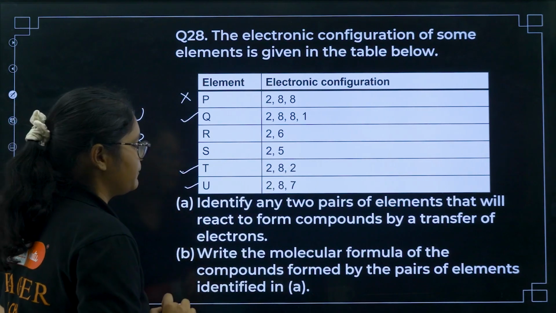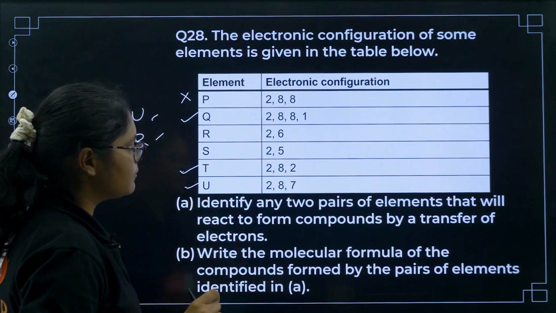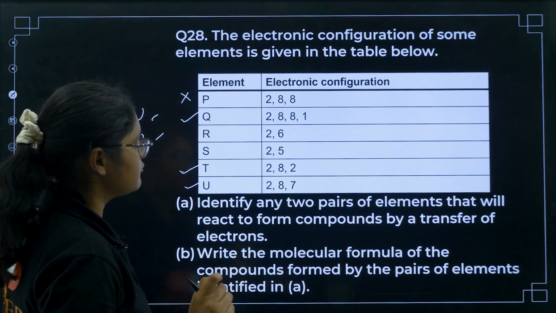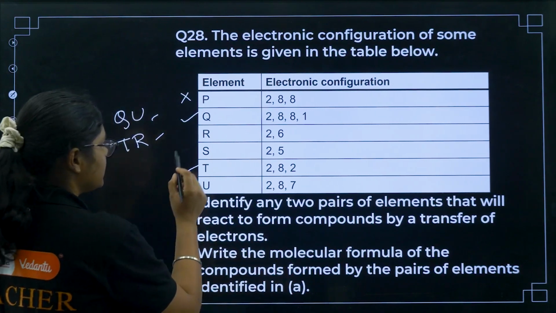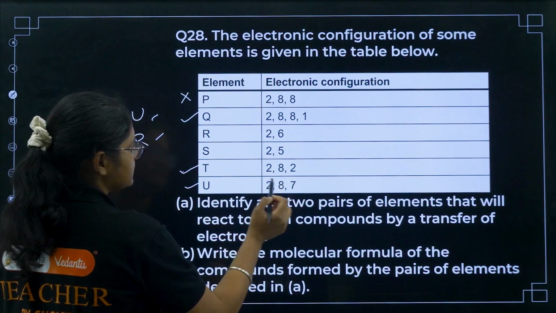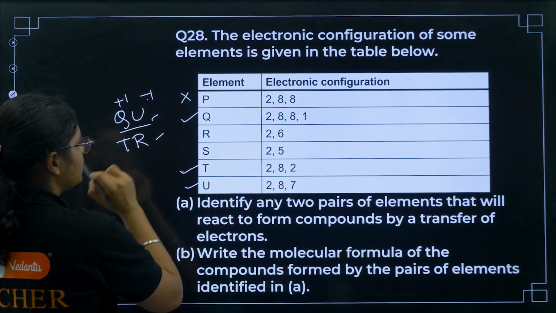Okay, so what are the pairs? Any 2 pairs, so you will get these 2 pairs. Write the molecular formula of the compound formed by the pairs of the elements identified in A. If you see Q and U, this is losing 1 electron, this is gaining 1 electron, so this is +1, this is -1, so you will get QU.